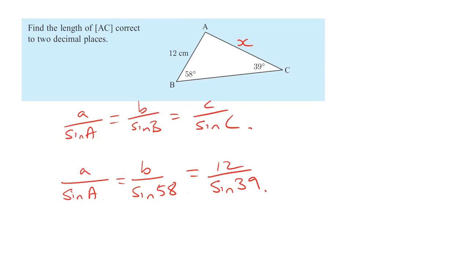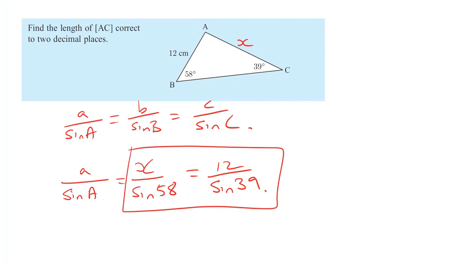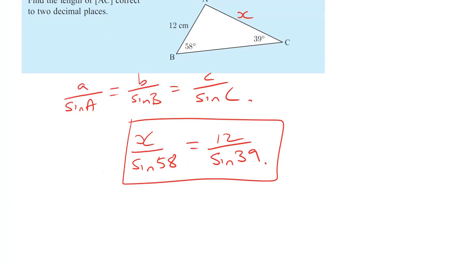Okay, now what are we looking for? Well, we're looking to find lowercase b, so perhaps we should swap that for an x. And this is the part of the sine rule we're going to be using. Let's get rid of that bit there. We don't need it because we have only 1 unknown and 3 things we do know.